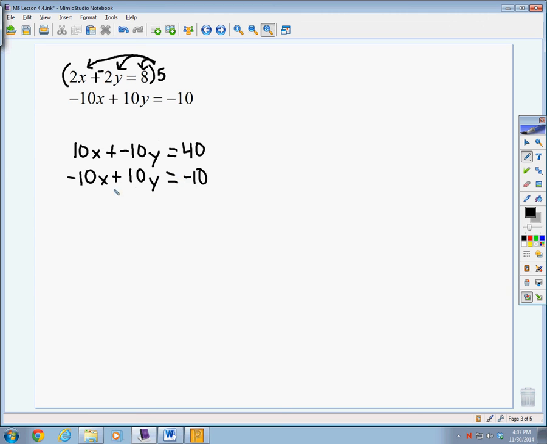So if I have 10x and a negative 10x, they cancel each other out. Negative 10y and a positive 10y cancel each other out. So basically on this side of my equal sign, I have 0. I have nothing. And if I combine 40 with the negative 10, I have 30. 0 equals 30. That's not true. 0 doesn't equal 30. So when you get something like this, that also means there's no solution. All of our variables canceled out, so we are left with 0 on this side and 30 on this side. 0 does not equal 30, therefore there's no solution.